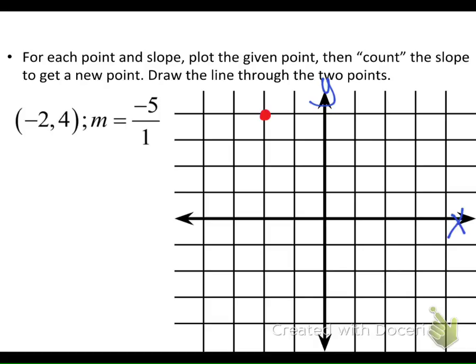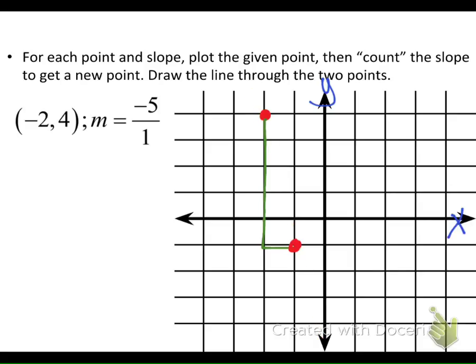I'm going to have to use slope to plot my next point. So my slope is -5 over 1. So I start at the point I just plotted. Because it's a -5, I go down 5. And then go right 1. Good. So 1, 2, 3, 4, 5. Right 1. That's where I plot my second point. And then I graph my line. Make sure your line does not stop until it goes through all the plotted points. And it goes through the end of the coordinate plane.